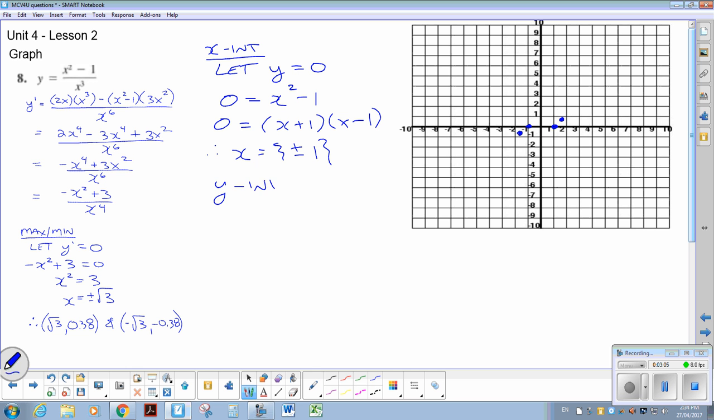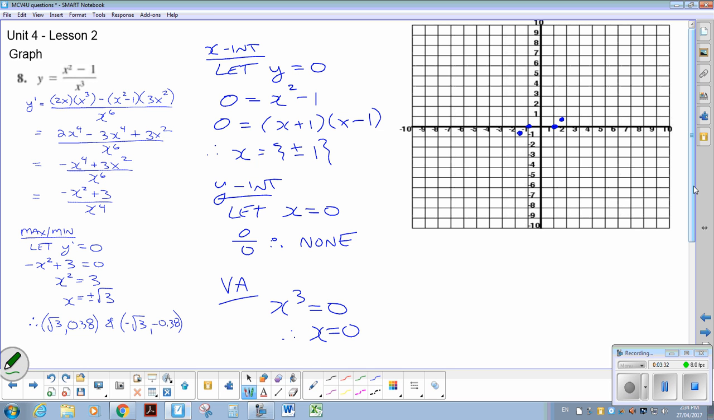Let's look at my y-intercepts. This is where I let x equals 0. And in this case, I'm going to have 0 over 0. So 0 over 0, so therefore there are none. And this is going to make sense because when I check my vertical asymptote, x cubed equals 0. So that's where you let your denominator equal 0. We have a vertical asymptote at x equals 0. So draw that in. So there's my vertical asymptote.